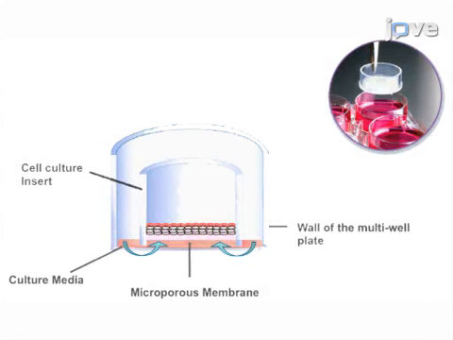The reconstructed human cornea-like epithelial tissue, or EpiOcular, is prepared in inserts with a porous membrane through which the nutrients pass to the cells. The reconstructed tissue forms a non-keratinized epithelium.